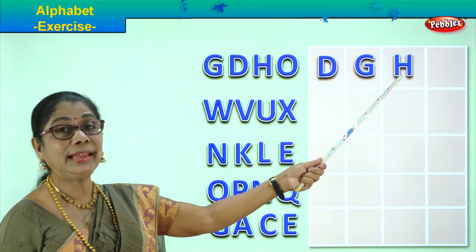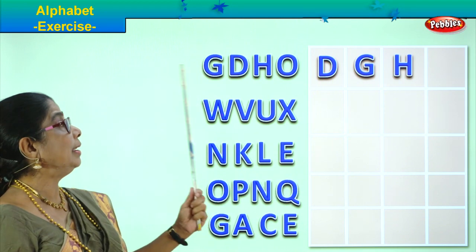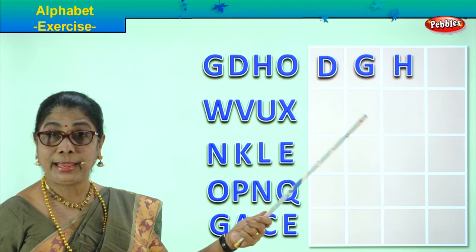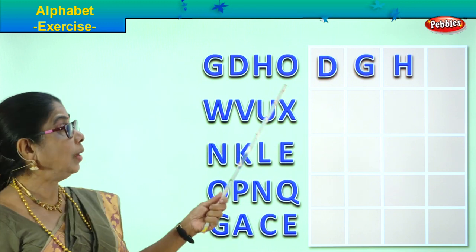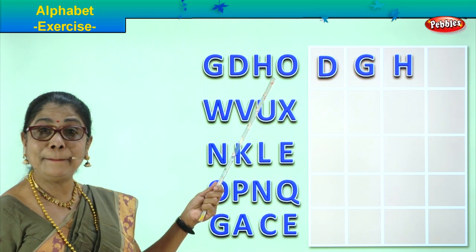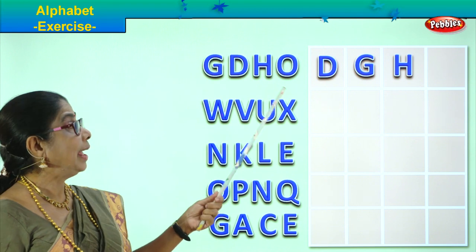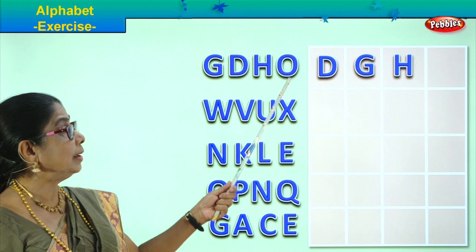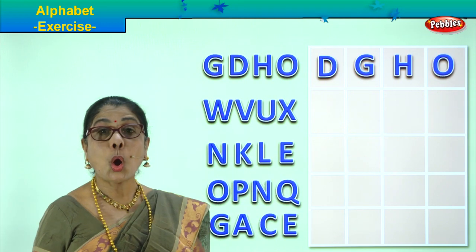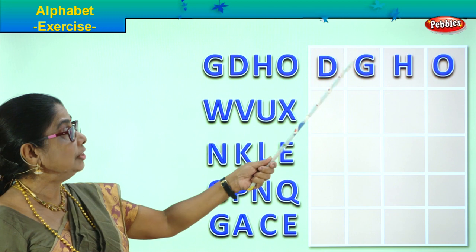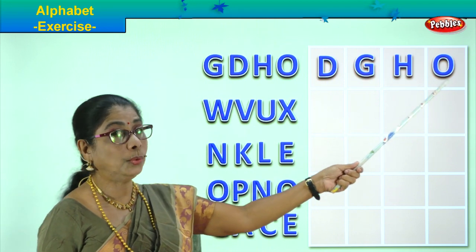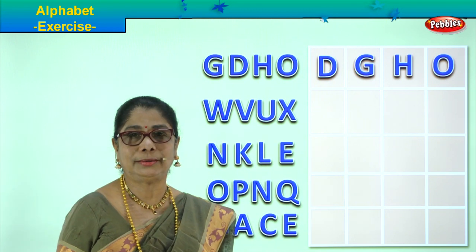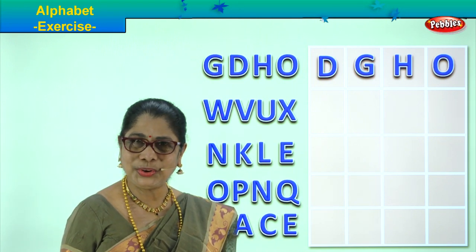After letter H, I, no I, J, no J, K, no K, L, no L, M, no M, N, no N, O, we have O here. So the next will be O. D, then G, then H, then O. These jumbled letters we have placed in order. Yes? Did you enjoy? Good.